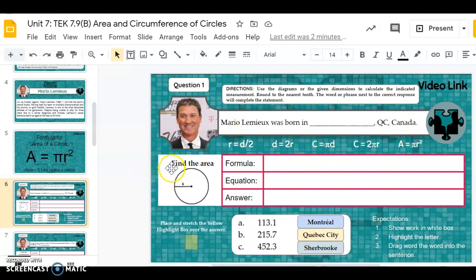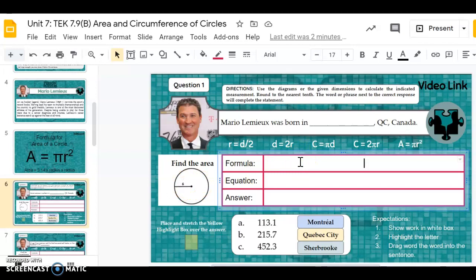So for instance, right here it tells us, find the area. What does it give us right here? It gives us the radius of 6. How do we know it's a radius? Because our definition of radius is a line drawn from the center of the circle to the outer edge of the circle. That's the definition of radius. So that's how we know we have a radius.